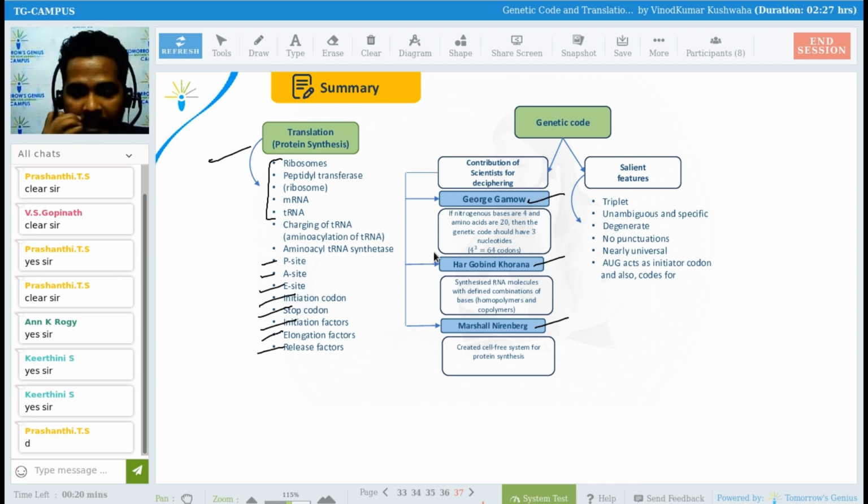Okay, so this is just a summary of what we studied in the translation protein synthesis process and also in the genetic code.